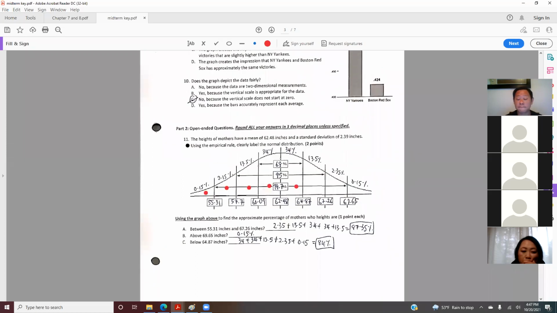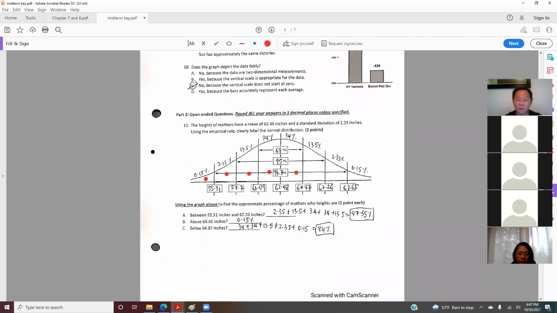Yes, Lawrence. So below 64.87 is just like saying at most 64.87, right? Below means to go down. We don't talk about at most or at least. Below means to go down. Okay. Thank you. Yep. In this case, we don't use the at most yet.